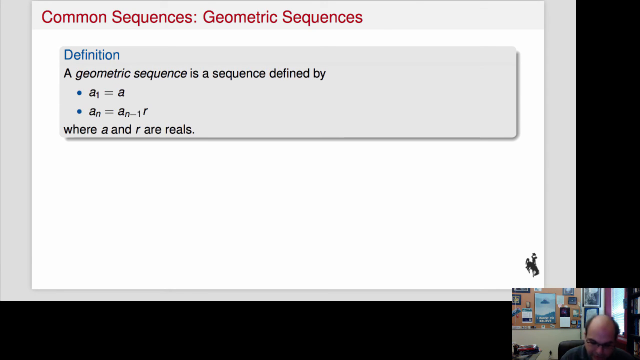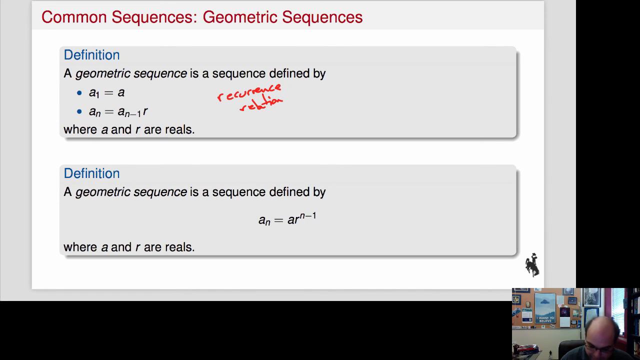And again, here's how I can give the recurrence relation, or the recursive definition. So a sub 1 is equal to a, and a sub n is a sub n minus 1 times r. Okay, and we also have the closed form or the non-recursive definition where a sub n is equal to a times r to the n minus 1.